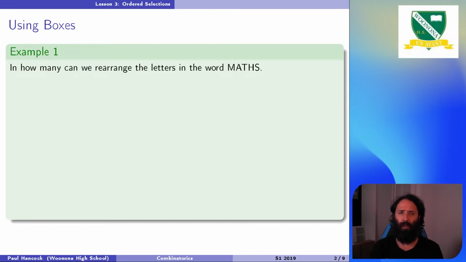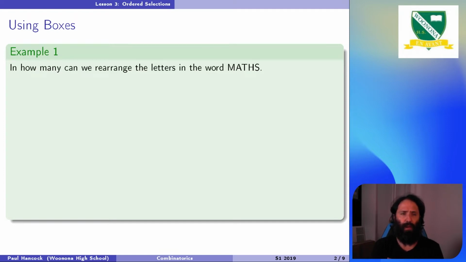In a later lesson, we're going to look at what are called unordered selections, where the order that we select them doesn't matter. It's just the selection that we make that's important. Today, though, as I said, ordered selections, the order matters. So with the word maths, if we want to rearrange the letters into other words, and here when we say word, it doesn't have to be a sensible word, it doesn't have to be in the dictionary, it's just made up of letters.